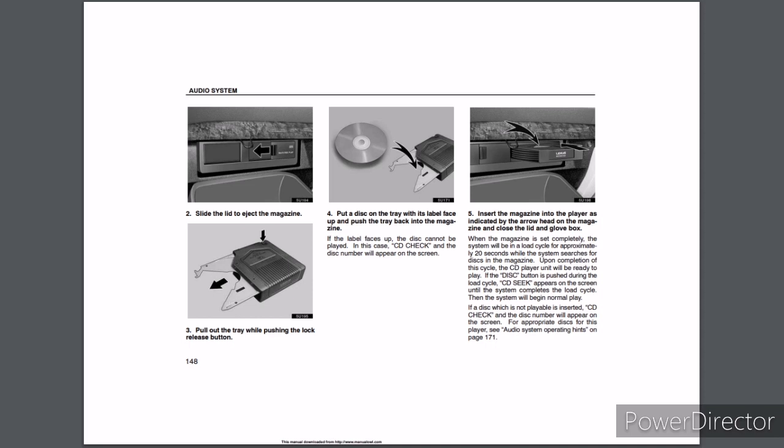If the disc button is pushed during the load cycle, CD seek appears on the screen until the system completes the load cycle. Then the system will begin normal play. If a disc which is not playable is inserted, CD check and the disc number will appear on the screen. For appropriate discs for this player, see Audio System Operating Hints on page 171.